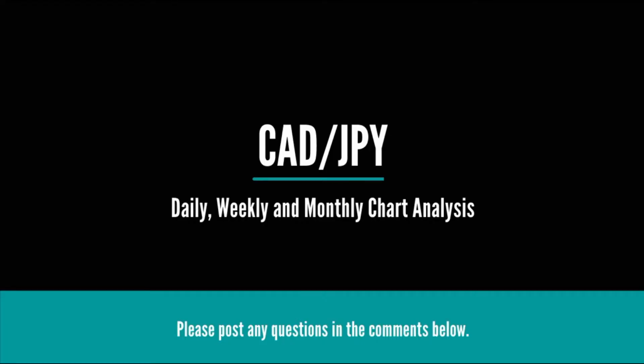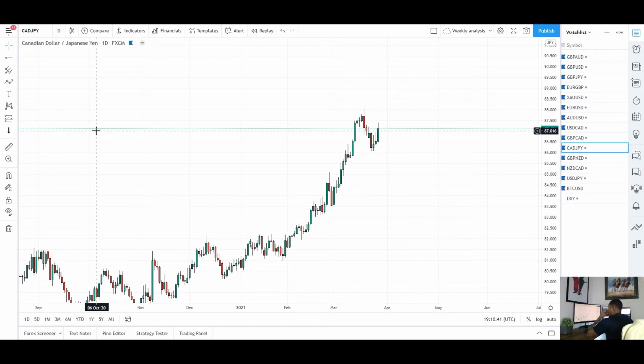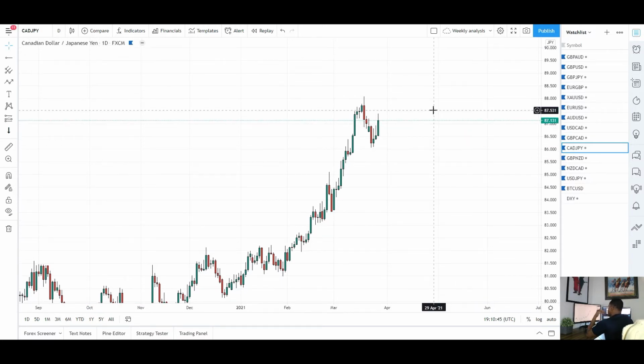Next, we're going to move on to CAD JPY. Okay, so for CAD JPY this week, we saw price fall to the downside for a couple of days, and I did say expect to see price fall to the downside for CAD JPY. But as you can see, the next 3 days after that, so Wednesday, Thursday, Friday, gained a bit of bullish momentum and price shot back to the upside.